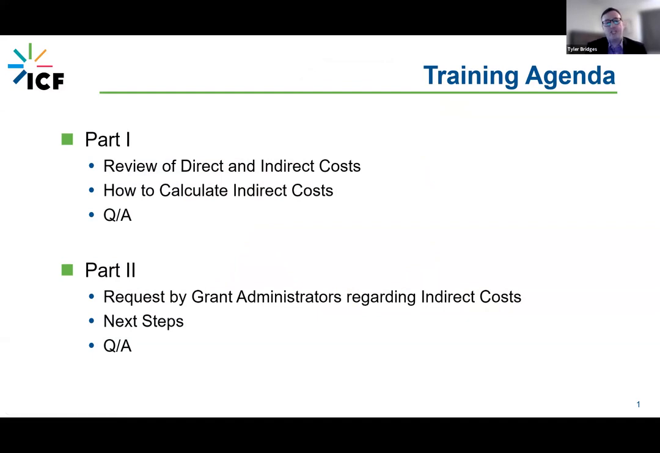So we'll begin with the agenda today. The first half of the training, we will review the difference between direct and indirect costs. Then we will review how to calculate indirect costs, followed by Q&A. For the second half, we will review the recent request sent by grant administrators regarding indirect costs and next steps, followed again by another Q&A session.